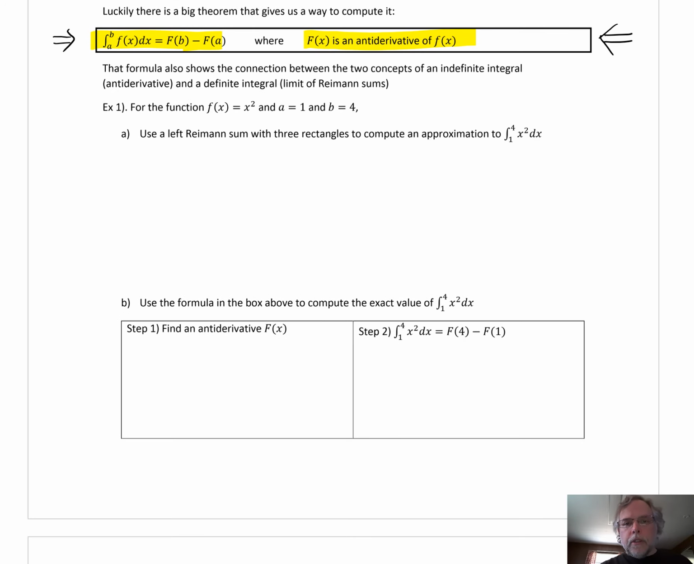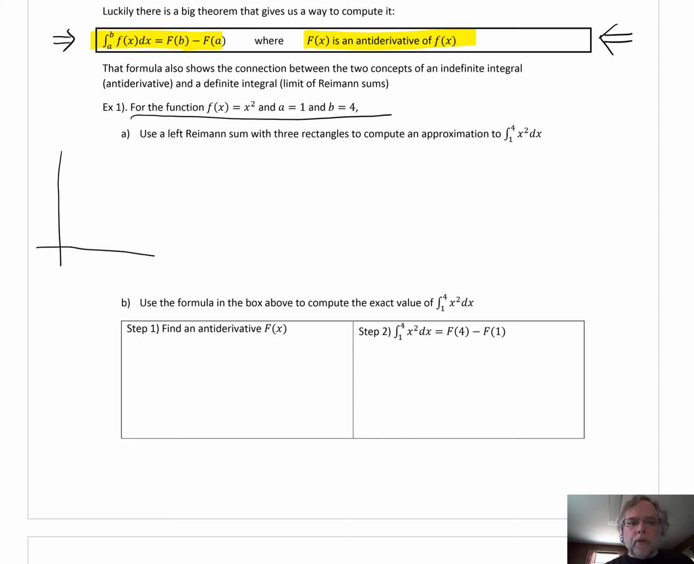So I'll dive into this example. f of x equals x squared, and a equals 1 and b equals 4. And part A is actually what we did in the previous set of notes, the thing I keep going back to with the rectangles. So we're going to do that once again here in part A. I'm going to draw a picture here.